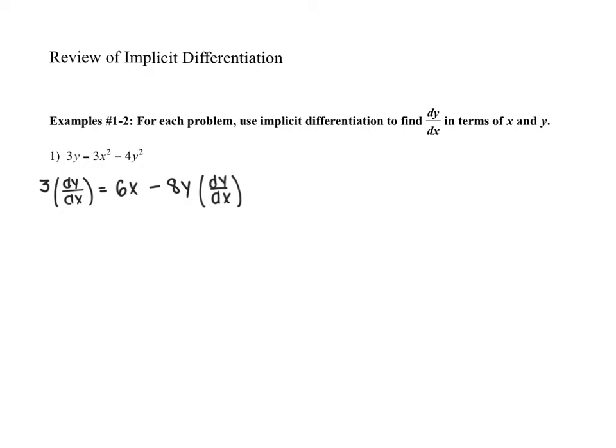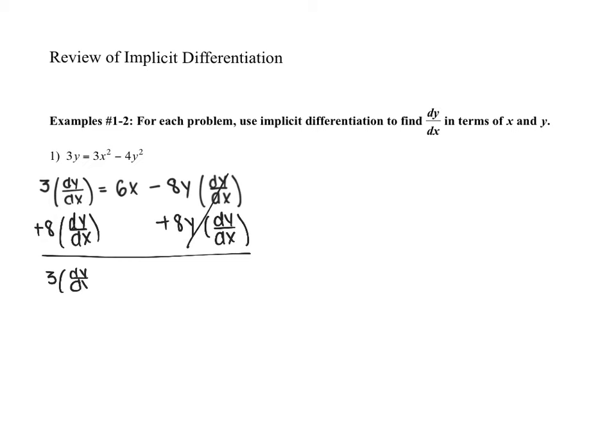Now, the goal is to get all terms that have dy/dx on the same side and everything else on the other. So the first thing that we're going to do is add this 8y dy/dx over to the other side. And you want to move it to the other side. So you have 3 dy/dx plus 8y dy/dx equals just this 6x that's left over.